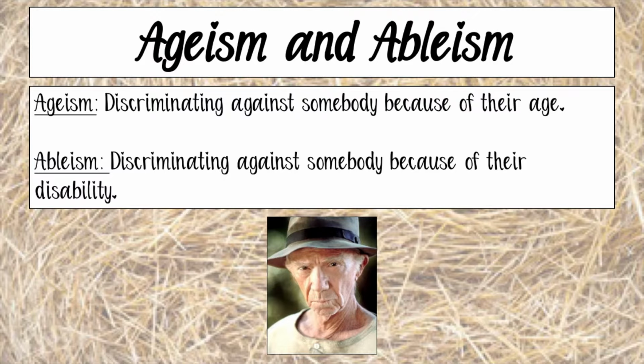Just to be clear about what I mean when I say ageism and ableism: ageism is when you discriminate against somebody because of their age, and ableism is when you discriminate against somebody because of their disability. So it may well be that John Steinbeck was highlighting how vulnerable people in society like Candy weren't protected, and how they were treated very, very poorly in 1930s American society.